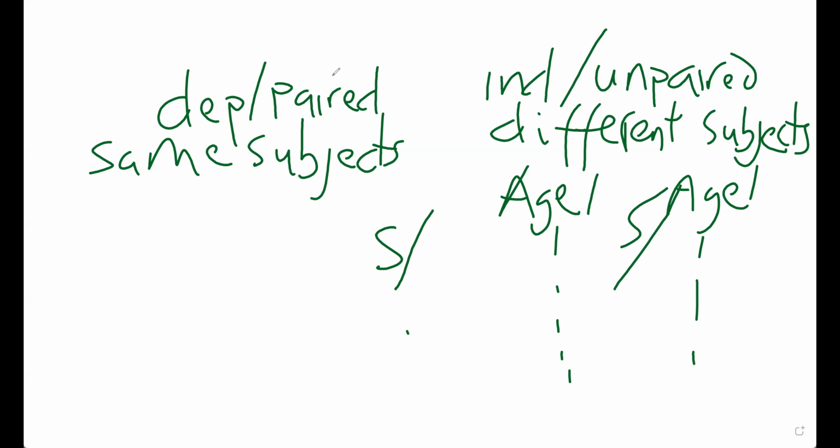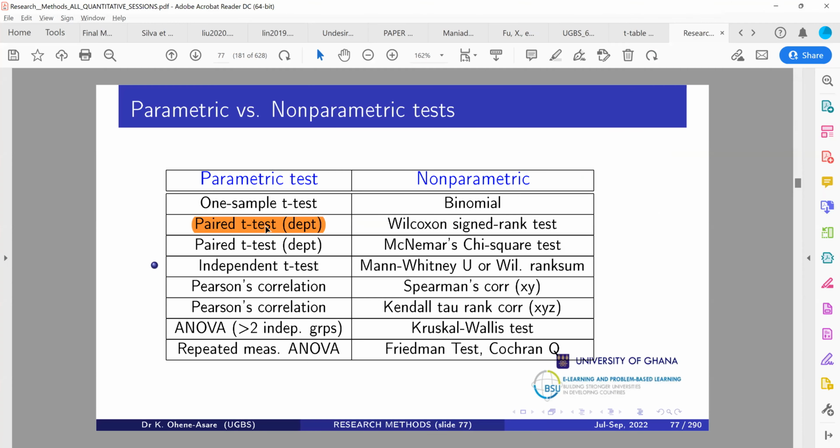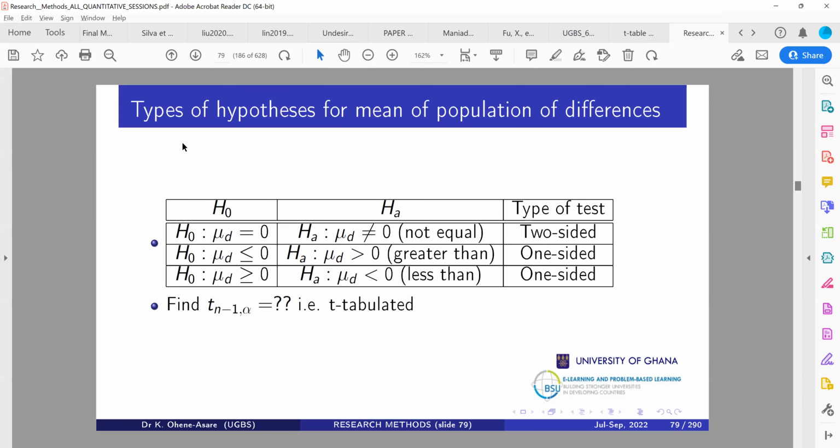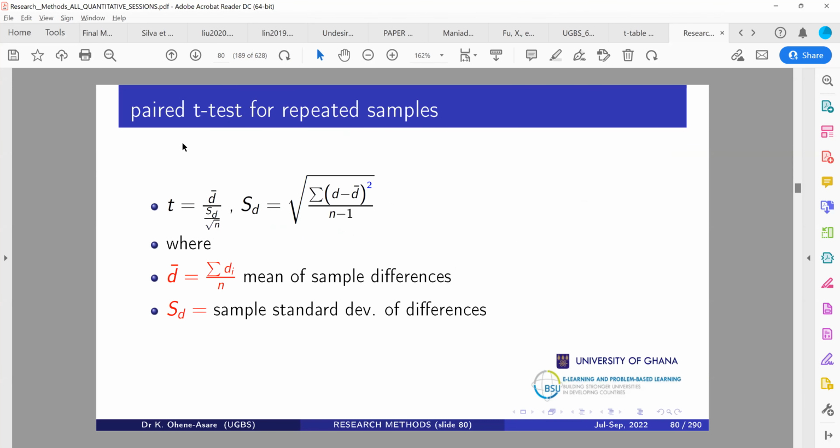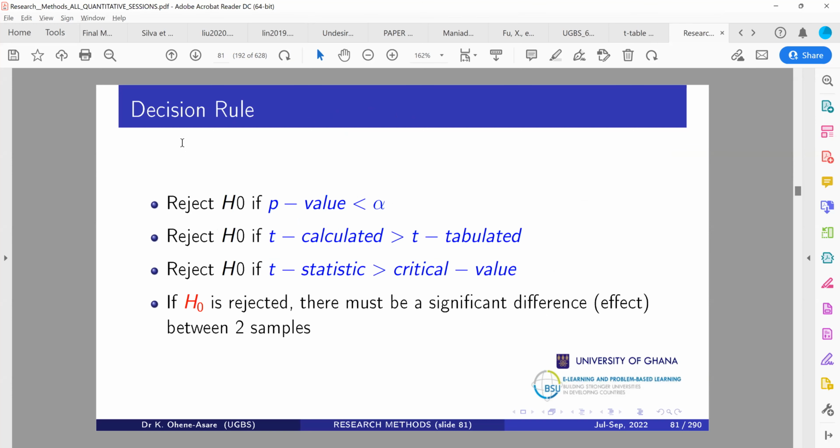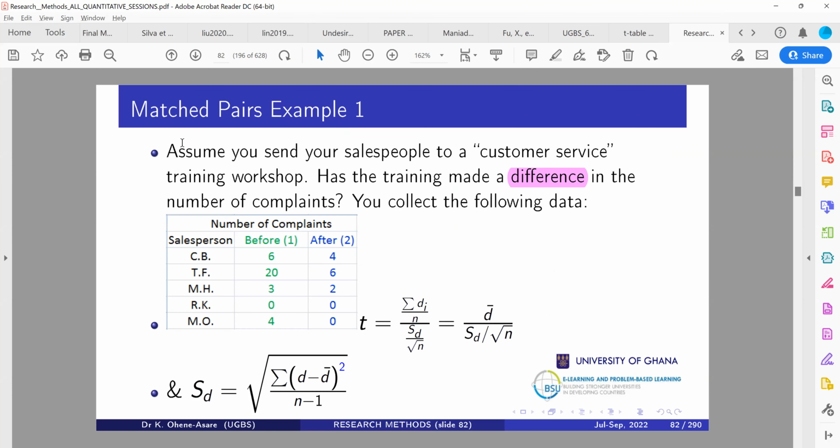Today we are going to look at the paired t-test. And because it's a t-test, it means that the sample is parametric. So when you look at the table here, paired t-test is a parametric test. That is all that we are going to look at, using a typical example. Using that example, I will now be walking you through the process on how to do two samples.